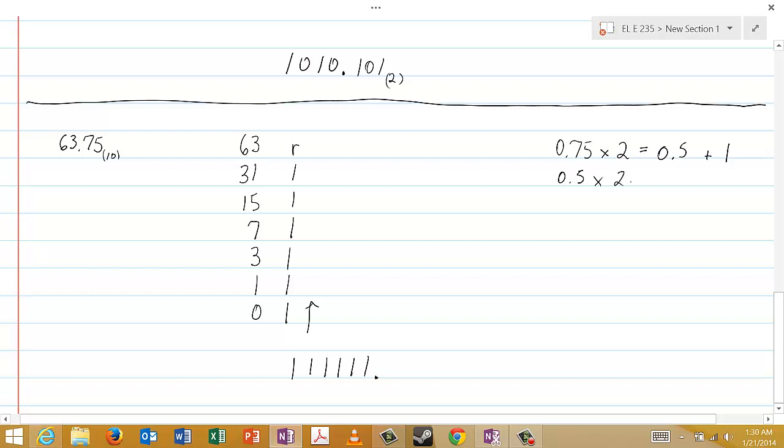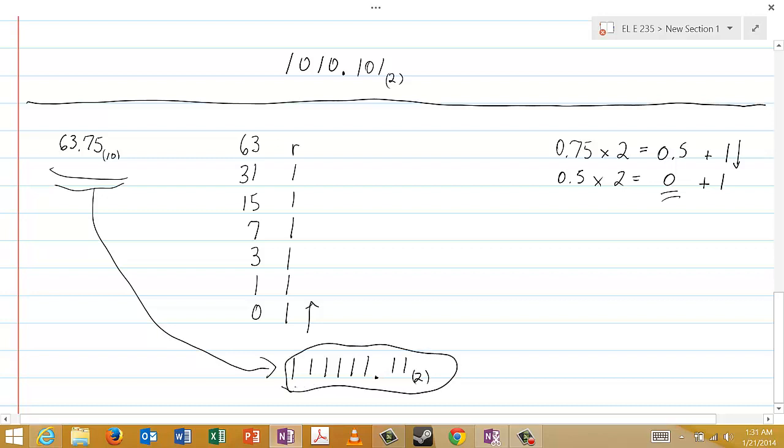0.5 times 2 is what? That's 1.0, so the fractional part is 0, and the whole number part is 1. And remember, when the fractional part here is 0, that tells us to stop. And now we read these numbers from top to bottom, and it's 1, 1, so here is our answer. 63.75 base 10, when we convert it to binary, we get 111111.11 base 2.